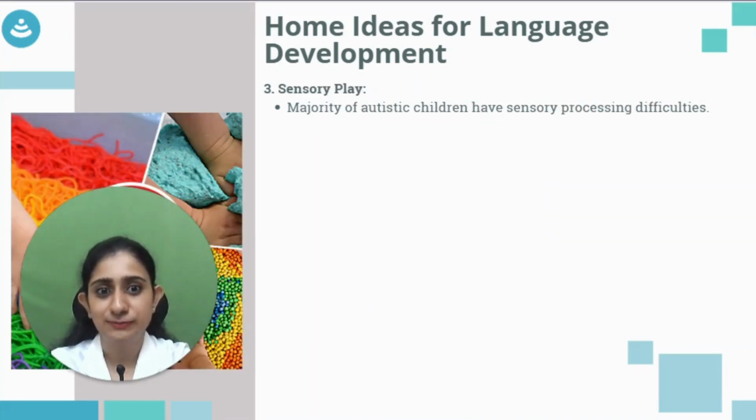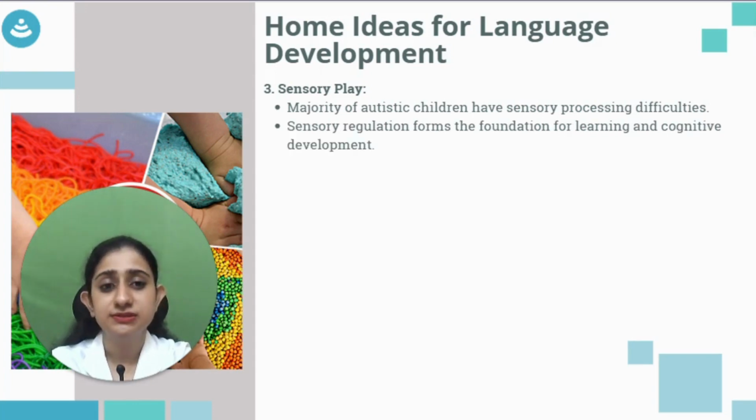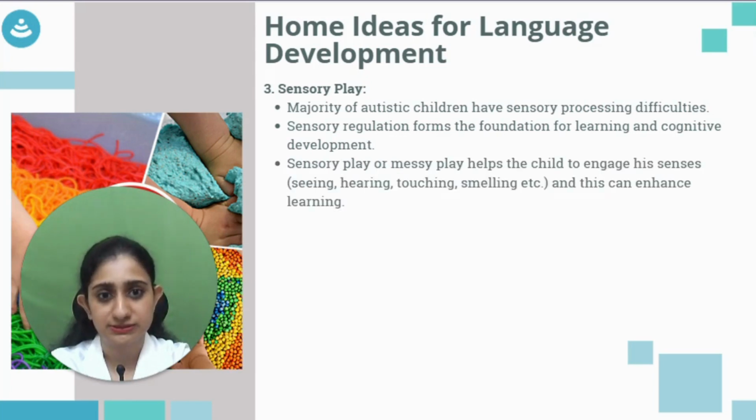Next one is sensory play, and this is very important for children's learning. The majority of autistic children have sensory processing difficulties. Sensory regulation forms the foundation for learning and cognitive development.